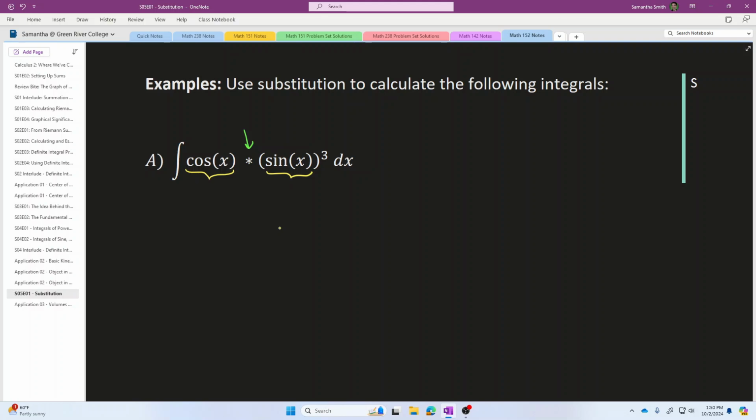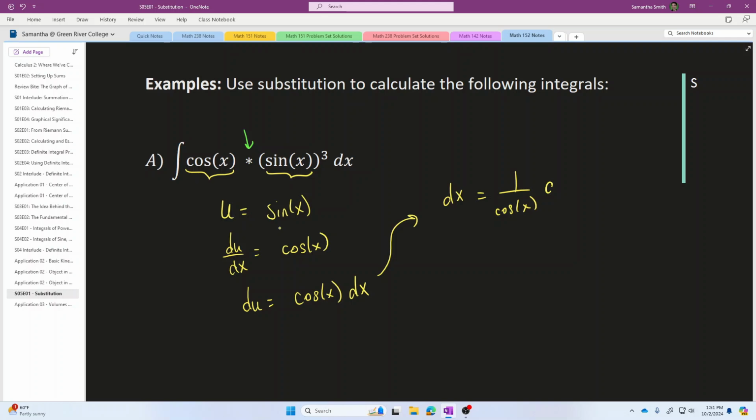So in this case, I'm going to go ahead and set up a new variable u, and u will be equal to this function here, sine of x, that I have inside of this cubed quantity. Because now du dx will contain a copy of this cosine of x out here in the front. So du will be equivalent to cosine of x dx. In other words, dx will be equivalent to 1 over cosine du.